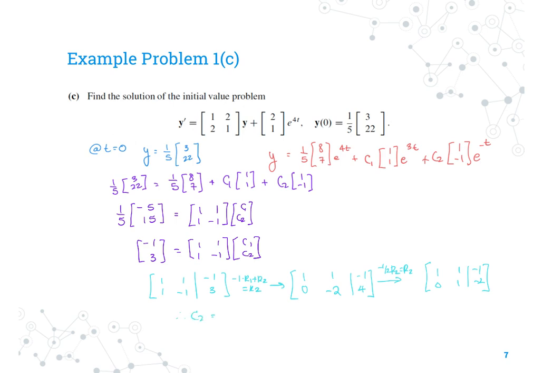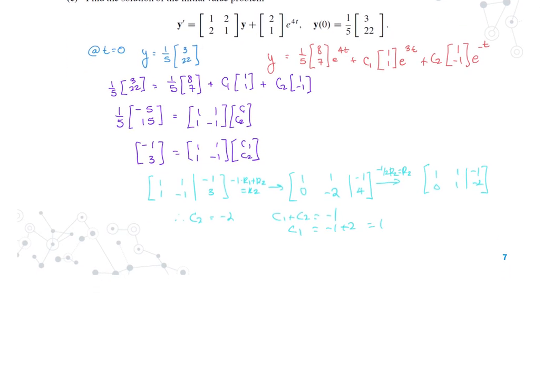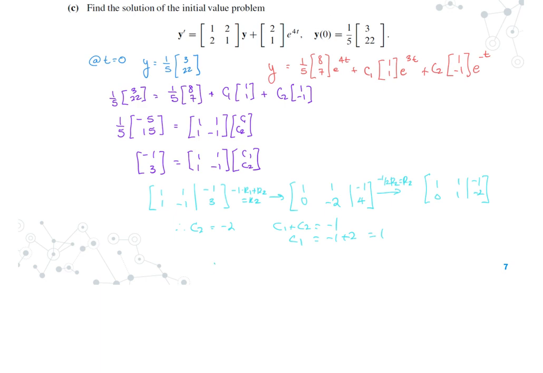So therefore we know that C2 is negative 2, and then C1 plus C2 equals negative 1, or C1 equals negative 1 plus 2, which is 1. So we can then state our solution to this initial value problem as y equaling 1/5 times 8, 7, e to the 4t, plus C1, which is 1, so we'll just have 1, 1, e to the 3t, and then C2 is a negative 2, so we'll have minus 2 times 1, negative 1, e to the negative t. And there is our solution.